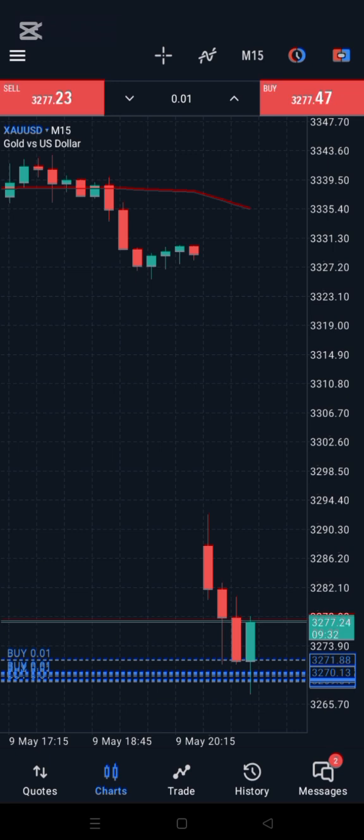So kindly remember that this is XAUUSD. You can also trade it on the derivative broker. So it's very simple.